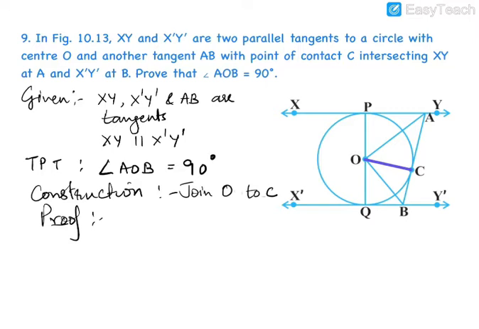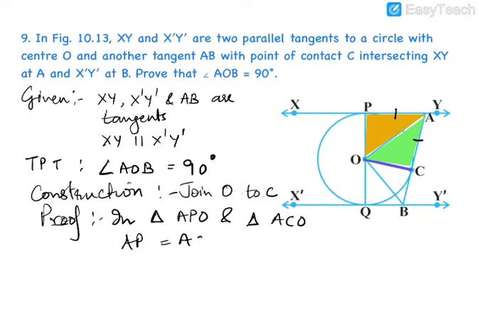We will start the proof by considering these two triangles, triangle PAO and triangle AOC. We will prove them congruent by using the concepts that we have studied. So in triangle APO and triangle ACO, we can mark AP equal to AC. Why? Because point A is a point in the exterior of the circle from which we have two tangents AP and AC, and using the second theorem they are going to be equal.